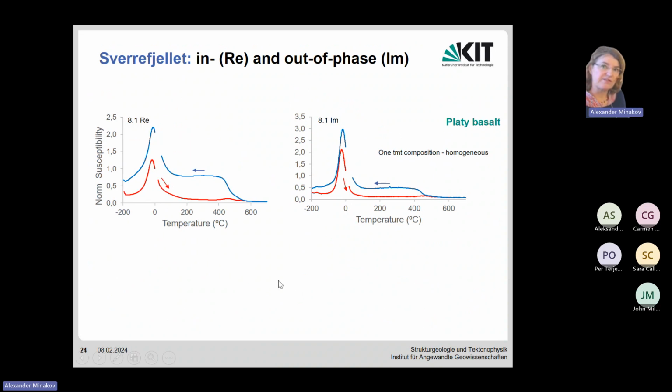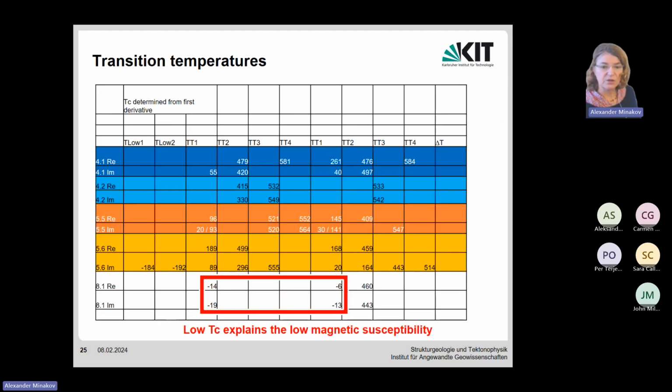And this is now from the Sverrefjellet. This is a platy basalt, and here we only see one composition. It's homogeneous titanomagnetite. And the interesting thing here is the Curie temperature is extremely low, below room temperature. It's minus 14. And remember, the magnetic susceptibilities were so low compared to Halfdan-Piggen.